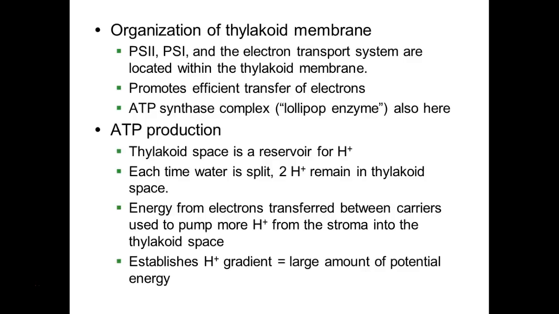The electrons go on to replace the lost electrons, and the oxygen leaves the cell. So now we have two extra hydrogen ions. Energy from electrons transferred between carriers are used to pump more hydrogen ions from the stroma into the thylakoid space. This gives a gradient. Gradients, remember, have a large amount of potential energy, and the energy can be used to make ATP.